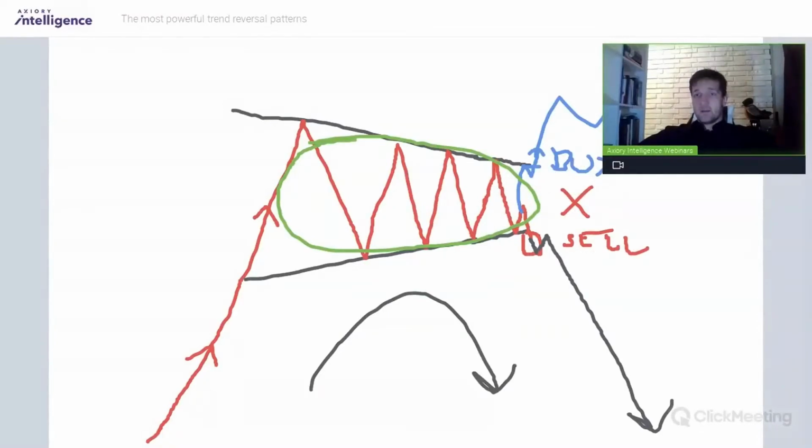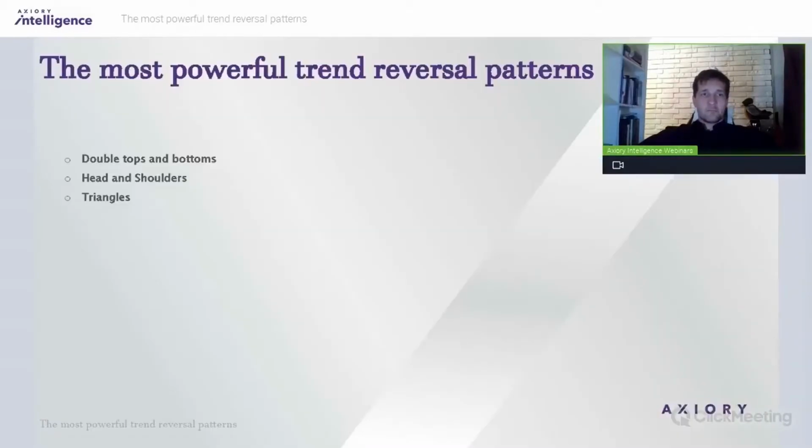Double tops, double bottoms, inverted head and shoulder patterns, and triangles. Let me show you my platform, and we will try to look for those patterns right now. This is presentation, screen sharing.